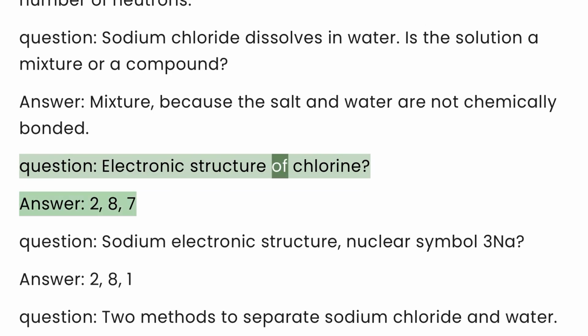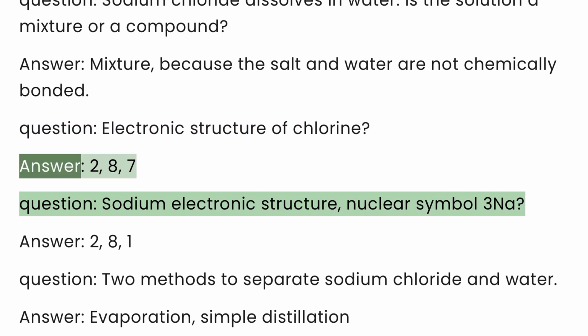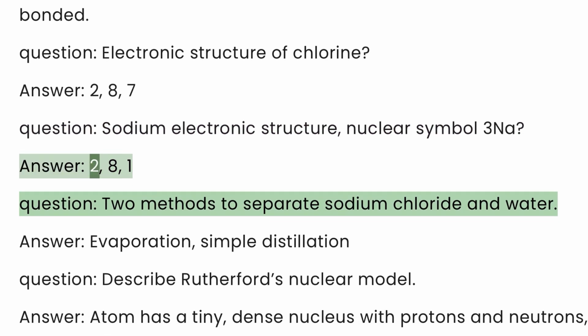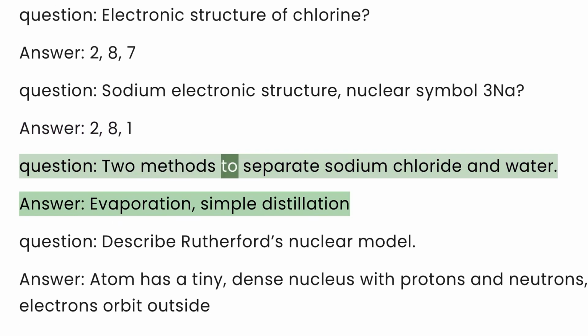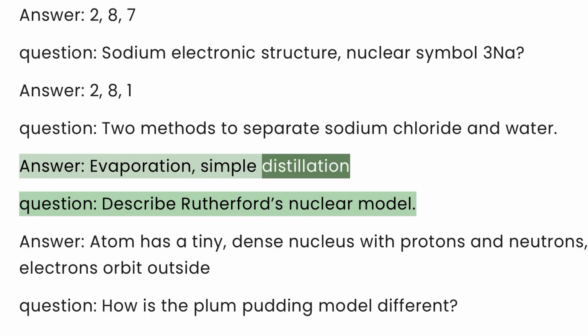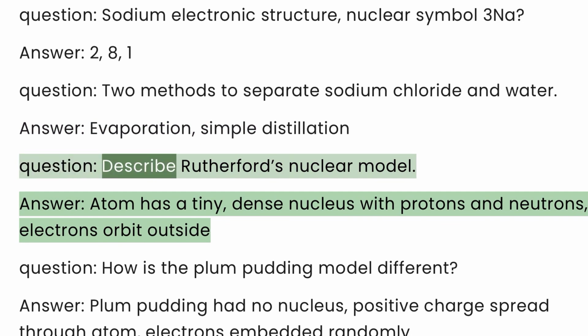Electronic structure of chlorine. Answer: 2, 8, 7. Question: sodium electronic structure, nuclear symbol 23Na. Answer: 2, 8, 1. Two methods to separate sodium chloride and water. Answer: evaporation, simple distillation.